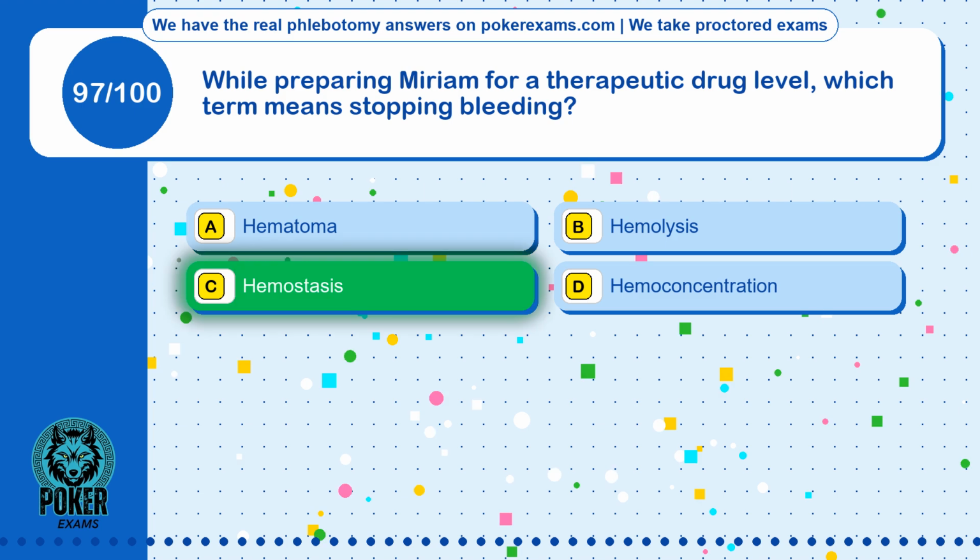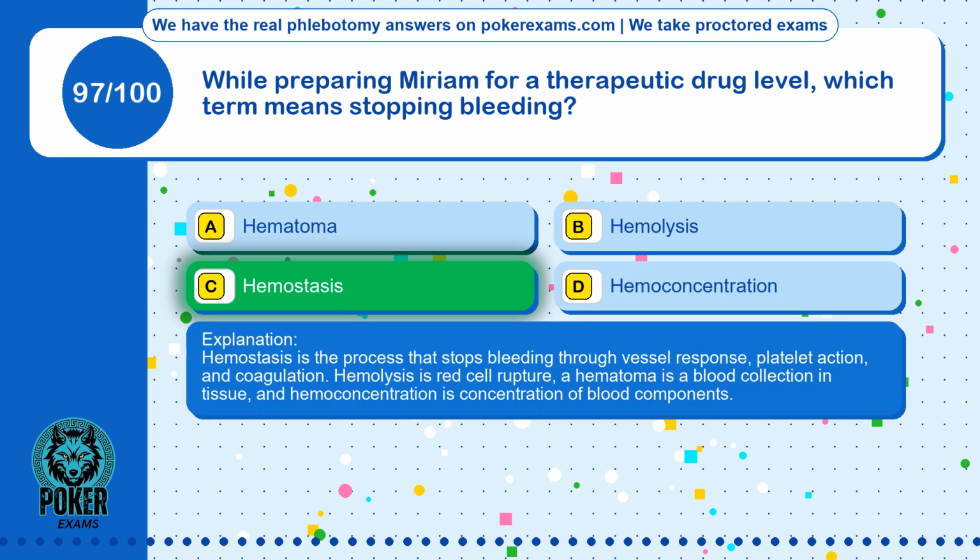The correct answer is option C. Hemostasis. Hemostasis is the process that stops bleeding through vessel response, platelet action, and coagulation. Hemolysis is red cell rupture, a hematoma is a blood collection in tissue, and hemoconcentration is concentration of blood components.